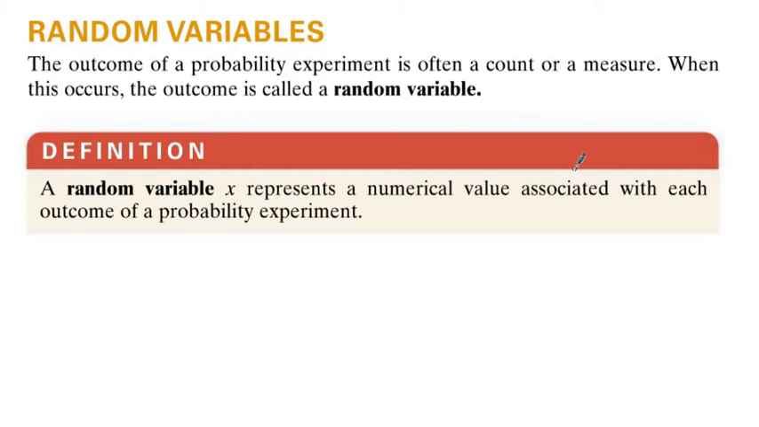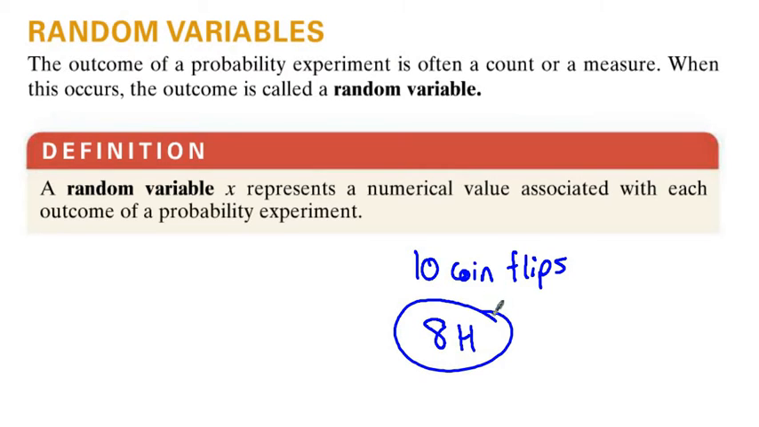Alright, so first of all, what is a random variable? It's pretty simply defined. A random variable is just the outcome of an experiment. Let's say I flip a coin 10 times, and I am interested in the number of heads. Let's say I get 8 heads. This would be my random variable. It just represents the value for each outcome. In this case, the outcome that we're interested in would be heads.